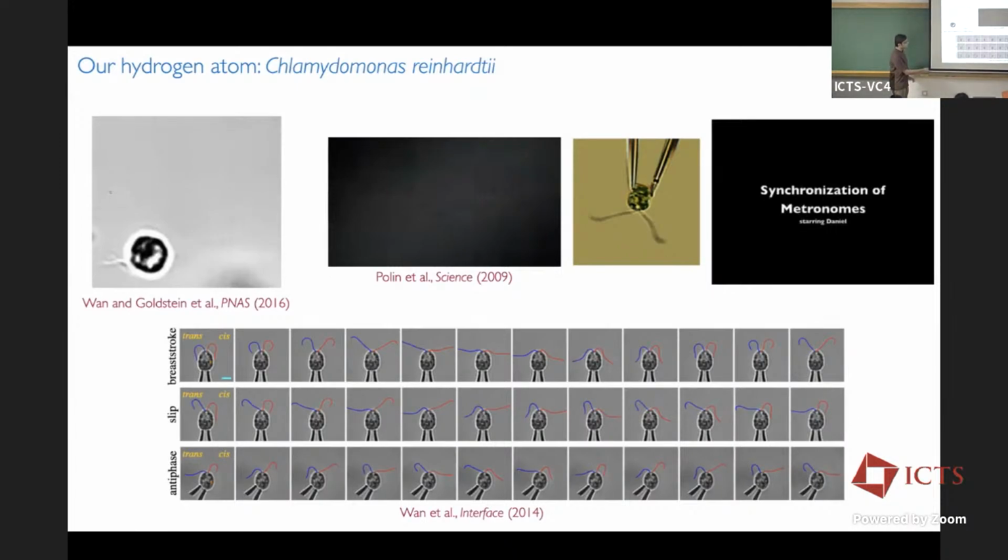This is the synchronous breaststroke pattern, a series of time snapshots. This is the slip, where you just forgot that you were in sync. You do this once and then again get to the synchronous breaststroke pattern. And over here, it's an antiphase synchronization. We're doing freestyle swimming. So this is breaststroke, and if you're doing something different, then you're doing this. That's freestyle swimming of these organisms.